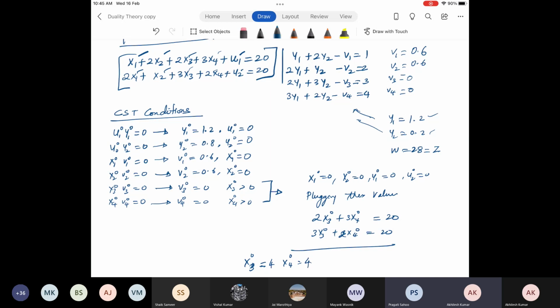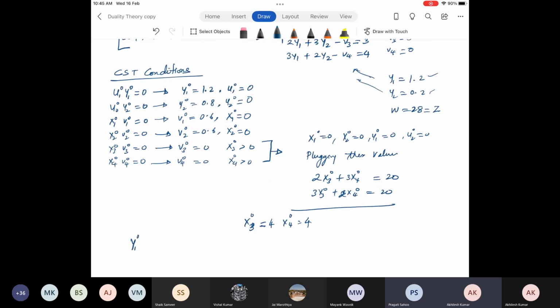Okay, so based on CST you get y1 0 and y2 0 equals to 1.2 and 0.2. I mean this you have to find, at least one solution need to be known. x1 0, x2, let me put a star, now they are optimal solution. 0, 0, 4, 4, w equals to 28 and g equals to also 28. Interesting.